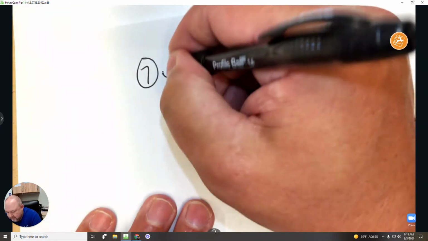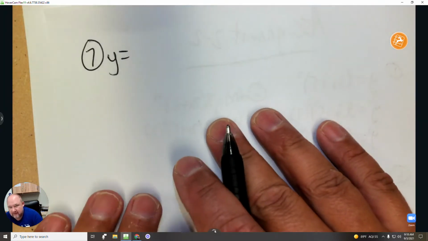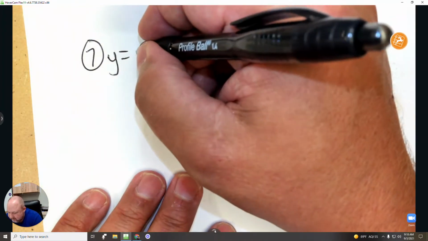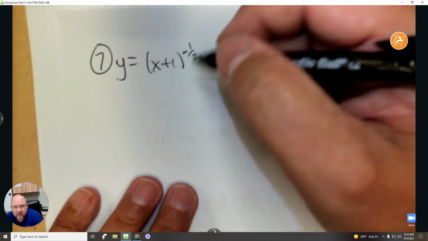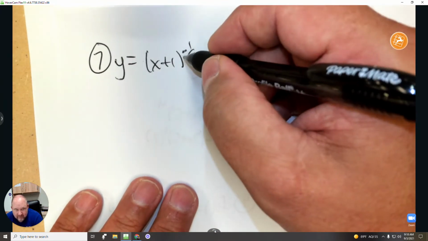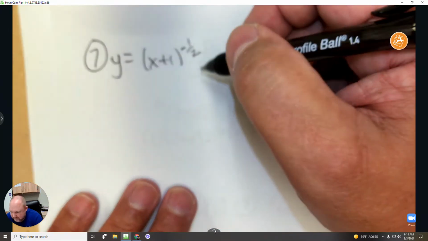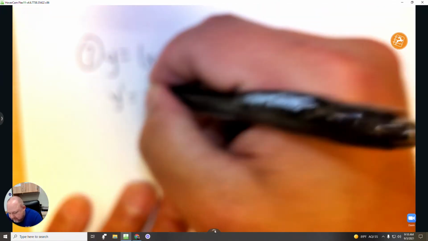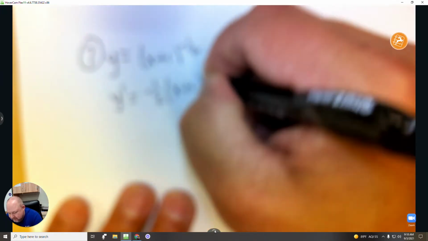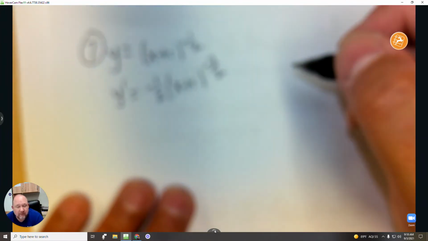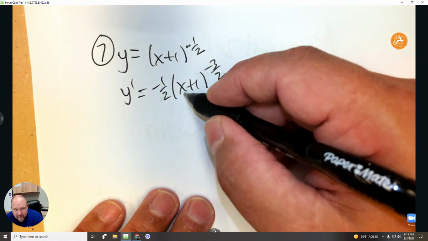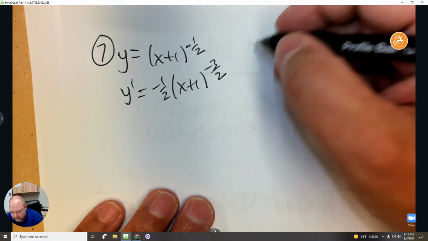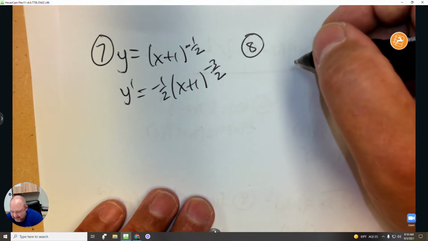Number 7. Right away for number 7, I'm going to write it calculus friendly. So that's going to be (x plus 1) to the negative a half. So square root is a half, and the fraction makes it negative, so put it all together. Take the derivative of that: negative a half, (x plus 1), subtract 1 from the exponent. And then the hook, the derivative of x is 1. I don't need it, so I'm not going to put it down. Done.